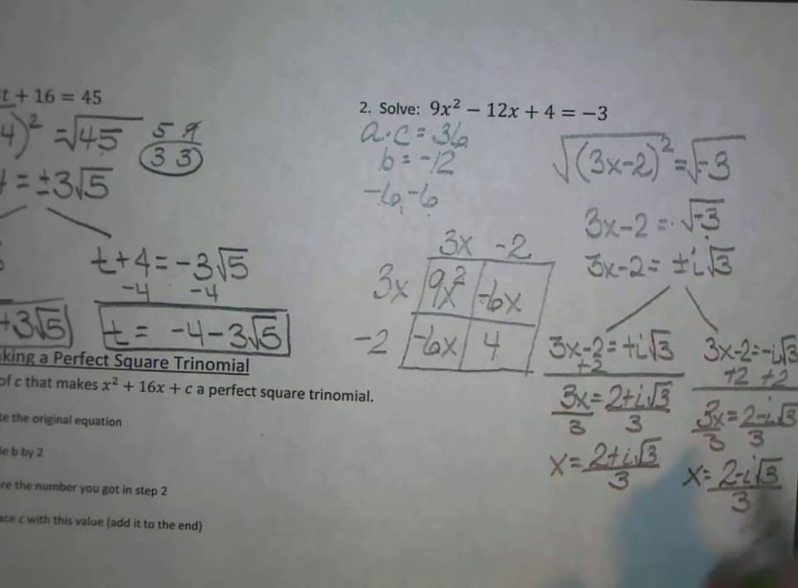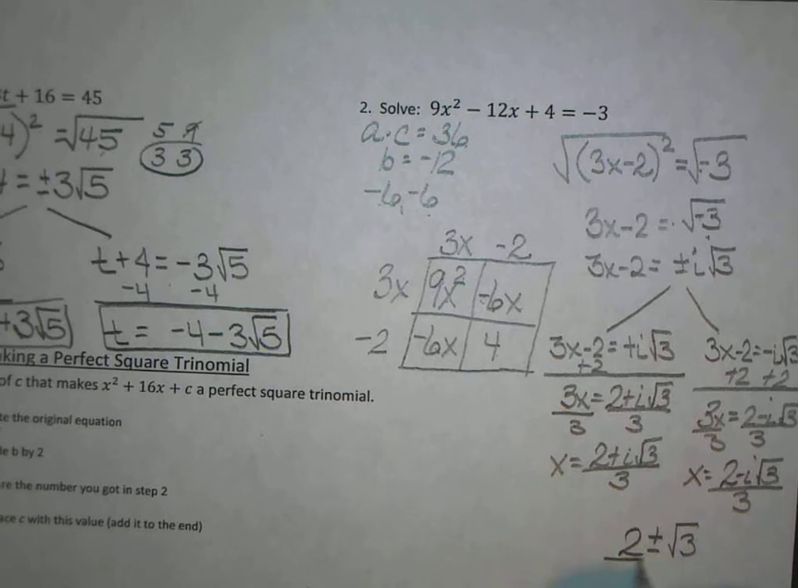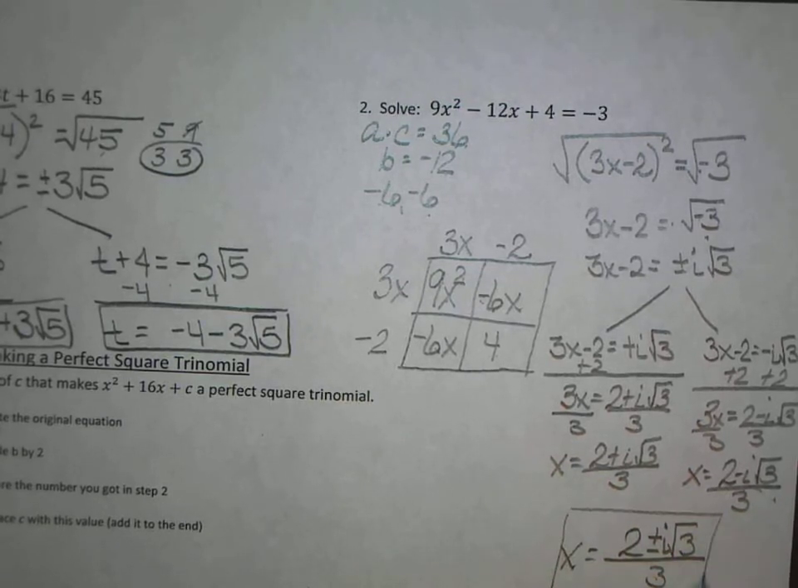Now, because they're the same, if you wanted to write 2 plus or minus i square root of 3 all over 3, oop, I forgot my i, you can. That just puts these two answers together. So there's your final answer.